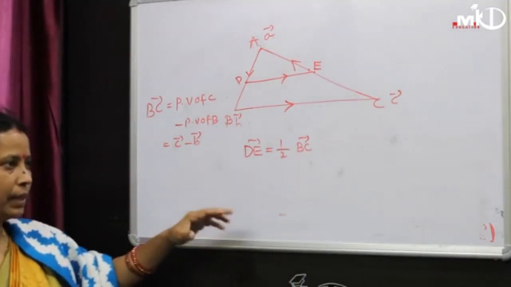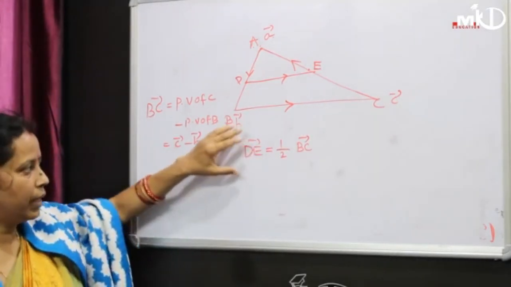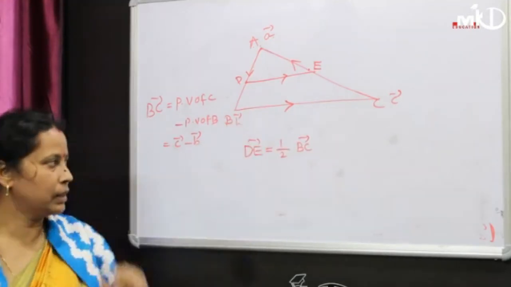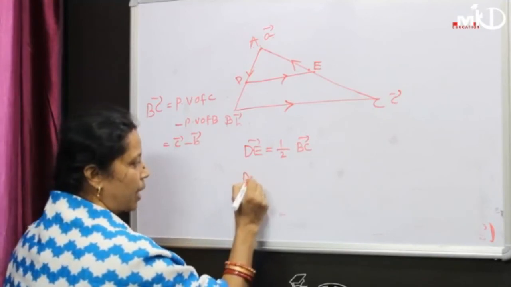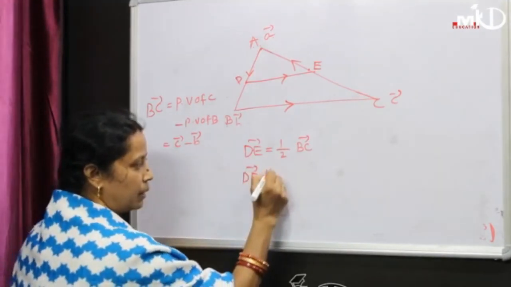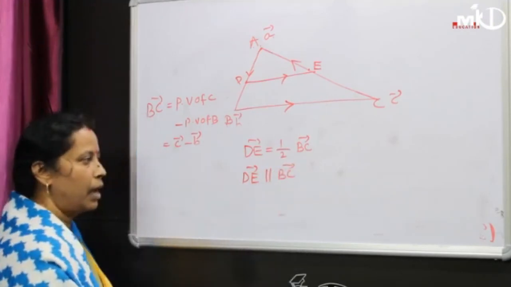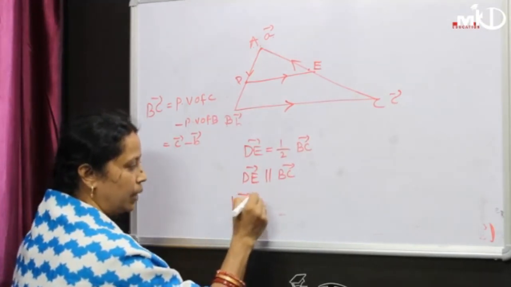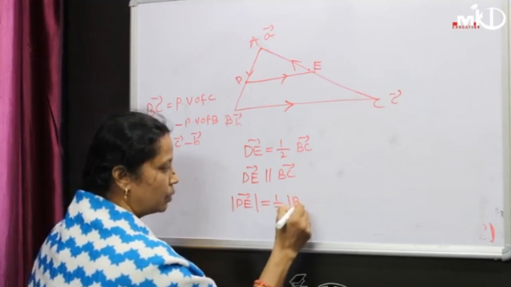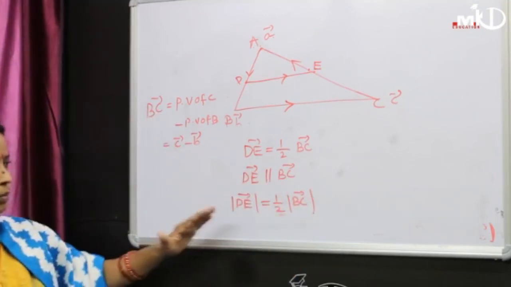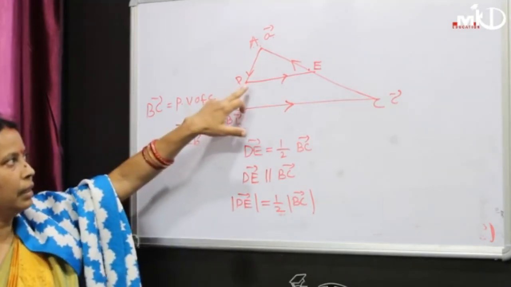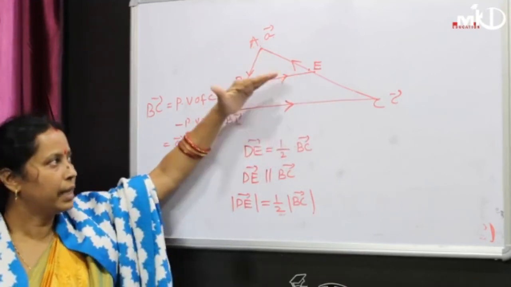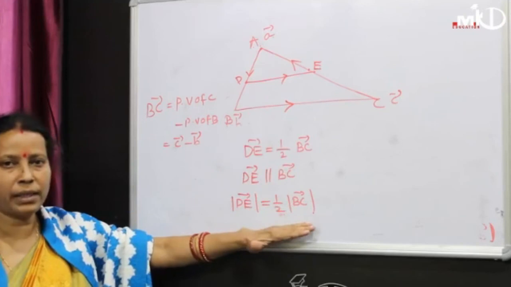Friends, already we discussed that if one vector is a scalar multiple of another vector, then the two vectors are parallel. From that condition, the vector DE is parallel to BC. Also the magnitude of DE is equal to half of the magnitude of the BC vector. So we proved the theorem by vector method: the line joining the midpoints of two sides of a triangle is parallel to the third side, and its magnitude is half of it.